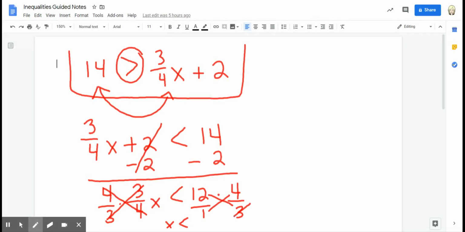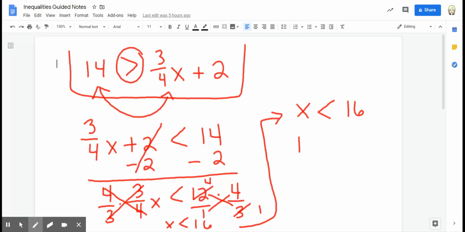This you cannot cross simplify, but the 3 and the 12 you can. And the 1's actually just stay 1. So 4 times 4 is 16. Okay, and so let me just write it. You can write this two ways. X is less than 16, or 16 is greater than x. Either way, it is correct.